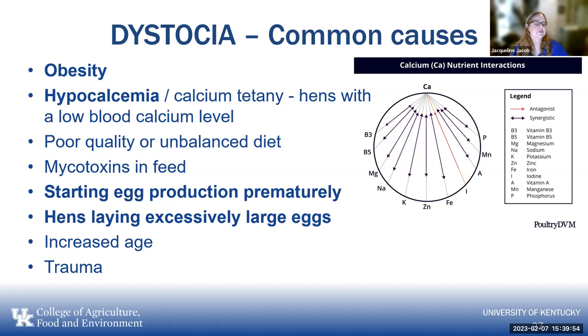If you start egg production prematurely, so you light stimulate the birds to lay eggs before they reach the proper target body weight, you can start seeing problems. Hens that are laying excessively large eggs for a long period of time can also have the problem. And you do get an increased incidence with increased age, and any trauma to the body of the bird can also cause the problem.